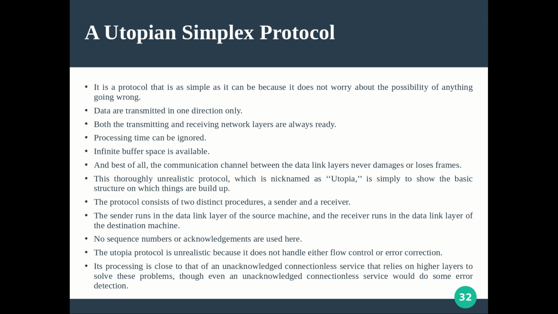Also, if you want, you can go for a different decision, but normally it is not the case, because we want to divide our jobs equally. We don't want to assign everything to a single layer. That is the way a right design should be. So an unacknowledged connectionless service would do some error detection. That is the minimum it can do, and most of the work we can assign to the higher layer. So that is about this model, just a theoretical model.